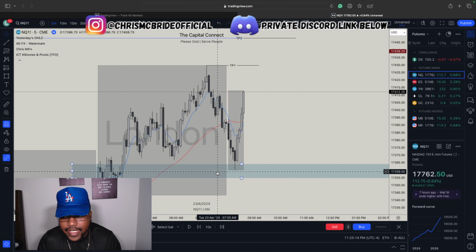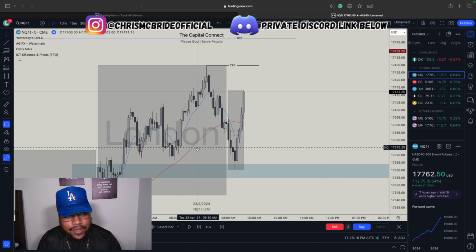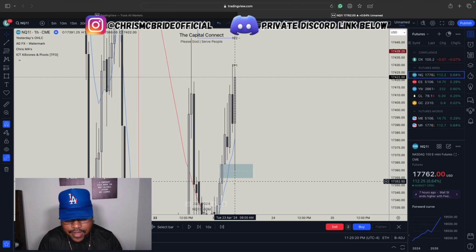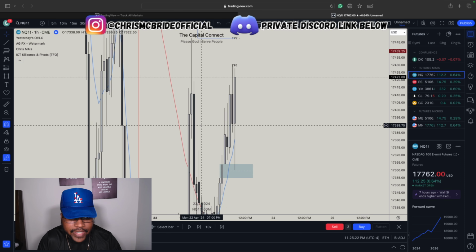All right, guys, so for our next example, we are still on NQ right now. If I go to the 1 hour chart, we can see right off the rip, we are bouncing off of a 1 hour bullish fair value gap. So that has a higher time frame confluence.